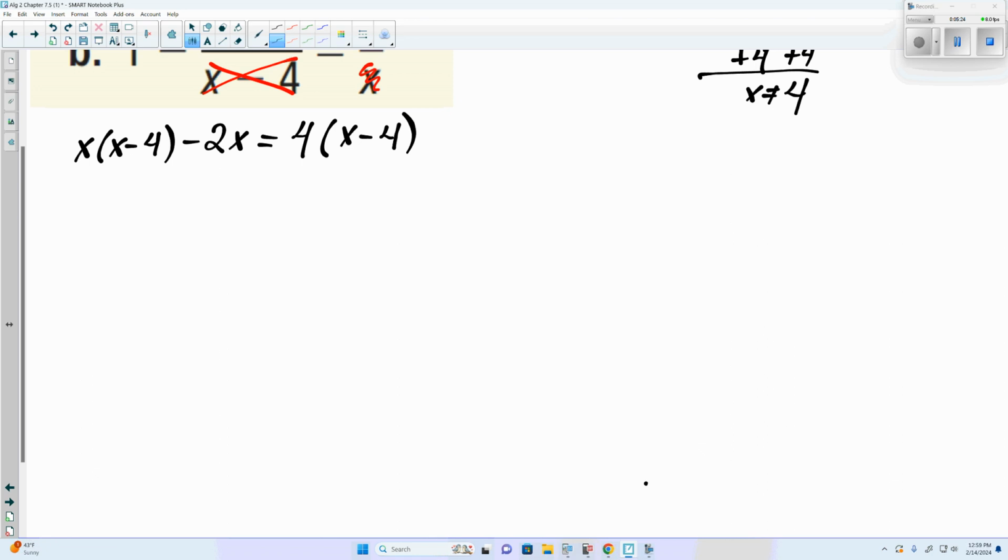Now at this point we can do some simplifying. We can distribute the x times x is x squared minus negative 4x, or x squared minus 4x, minus 2x, because that's already simplified. We don't have to distribute. But the other side, we need to distribute 4. So we get 4x minus, almost, 4 times 4. 16.